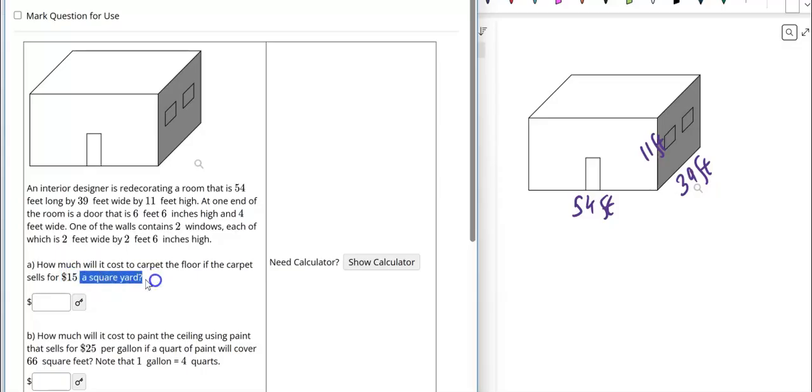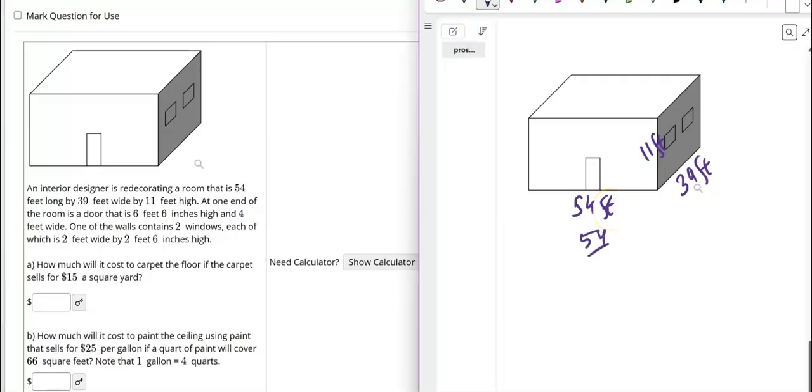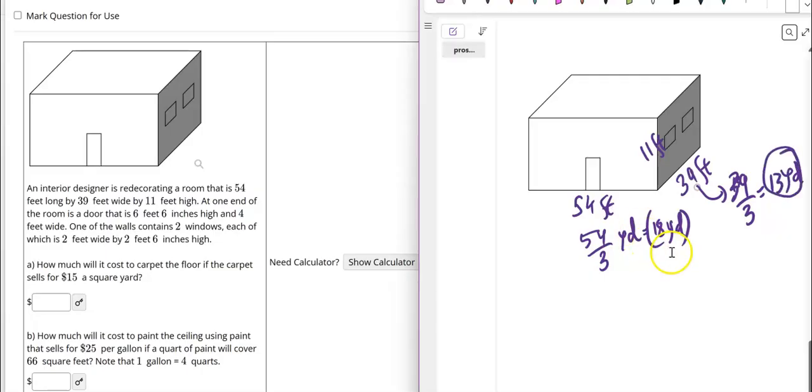Remember that the price is per square yard. So if you find the area of the floor, you do it in square yards. Remember that this 54 is in feet. If you change 54 feet to yards, it is 54 divided by 3, which gives you 18 yards. And 39 feet is 39 divided by 3, which is 13 yards. So you have the dimensions in yards: length 18 yards and width 13 yards.